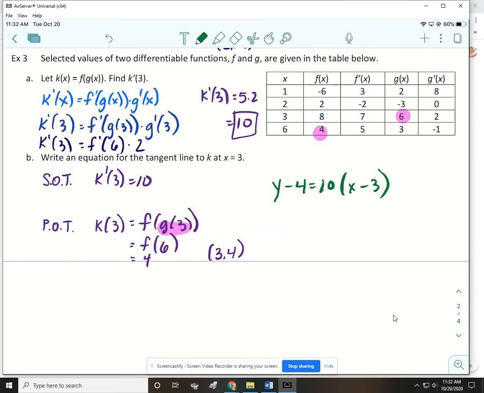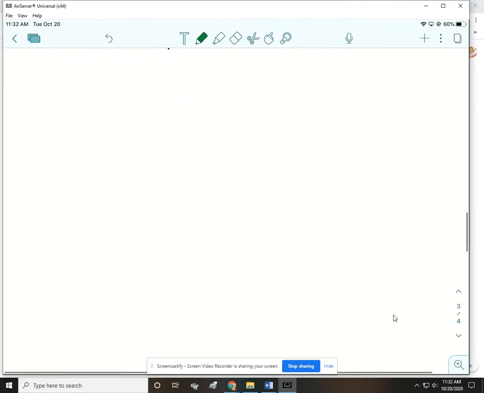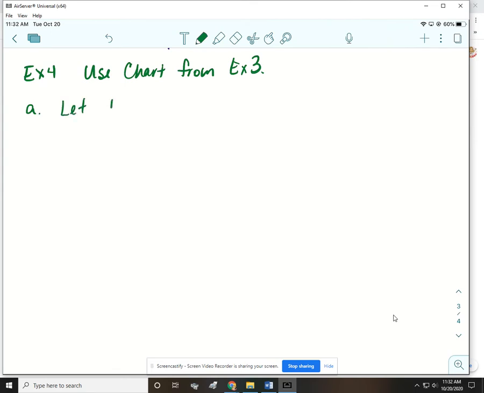All right, I feel like you guys might need a little more practice with that. So I made up another problem, but you're going to need to do it on a sheet of paper. All right, so for example 4, we're going to use a chart from example 3. And for A, we're going to this time let h of x equal f of g of x. And we're going to find h prime of 1.